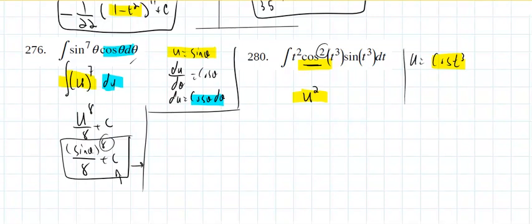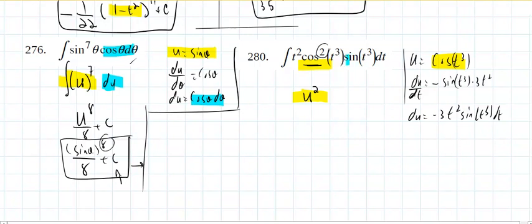And if I take a derivative of this, that is negative the sine of t cubed times 3t squared. So du, if I cross multiply, is negative 3t squared sine of t cubed dt. Well, let's see. I need a sine cubed of t, it's right there. I need a t squared, it's right there. And a dt is right there.